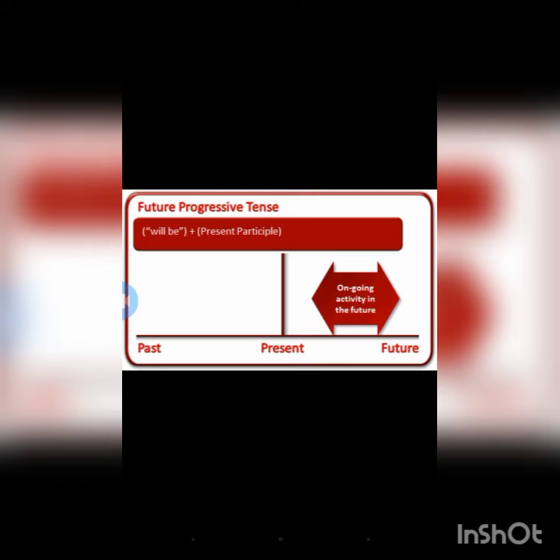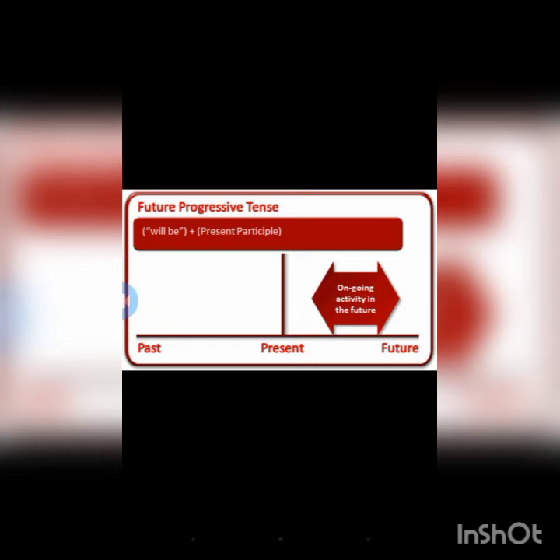Future continuous tense. Future continuous tense is also called future progressive tense. It indicates an action that will occur in the future and continue for an expected length of time. We know what is continuous, right? Continuous means the action is going on. So this action will be happening in the future and it will be continuing for some particular time, for an expected length of time.